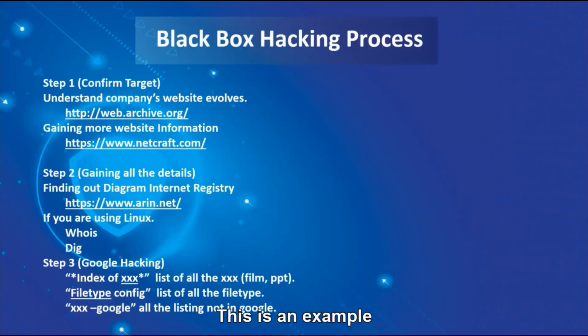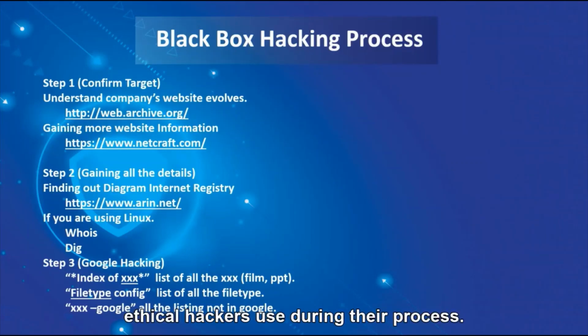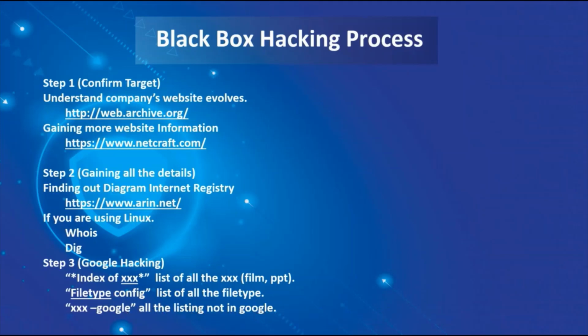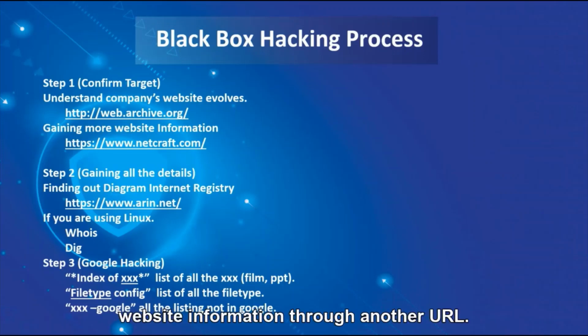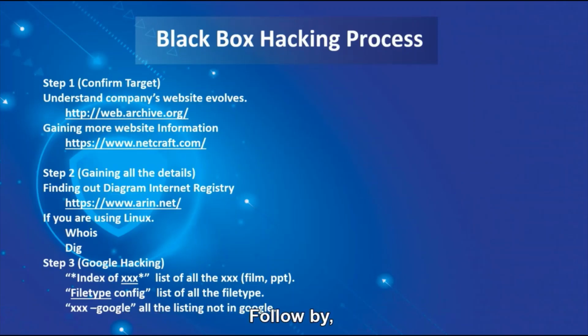This is an example of black box hacking process during the reconnaissance phase. The links provided are actual links that ethical hackers use during their process. Step 1. To confirm the target. Understanding how the company website evolved by using the URL. Then you gain more website information through another URL. Followed by step 2, gaining all the details.